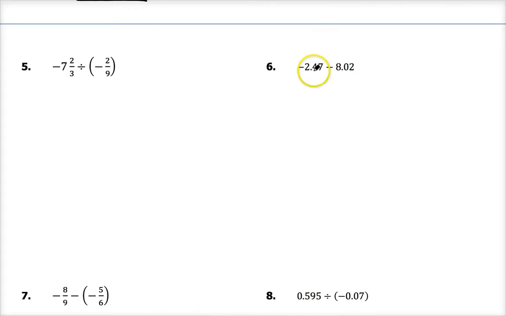Okay, on the back side, number 5, negative 7 2/3 divided by negative 2/9. So division, again, determine your sign right away. It's a negative divided by a negative, so we get a positive for our answer. Let's remind ourselves how we divide fractions. I see a mixed number here, so let me go ahead and make that an improper fraction first. 3 times 7 plus 2 is 23, so this is negative 23/3 divided by negative 2/9. So our first step is to make our mixed numbers improper.